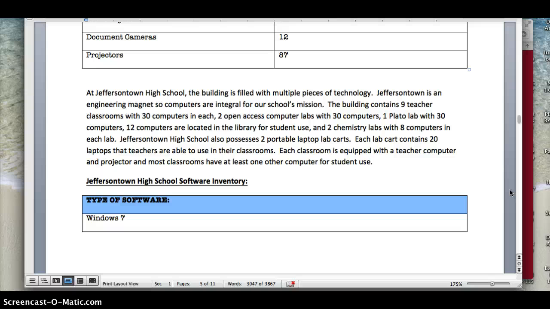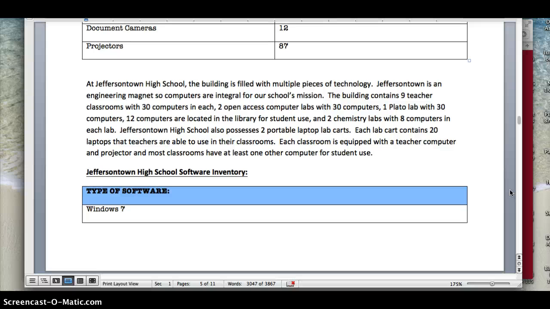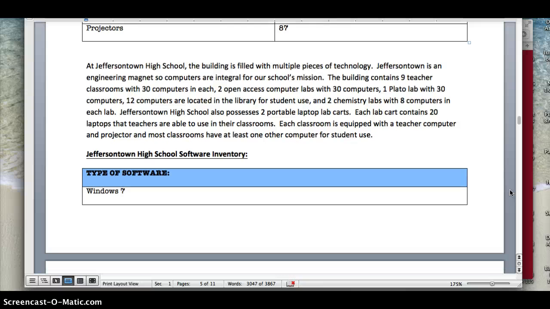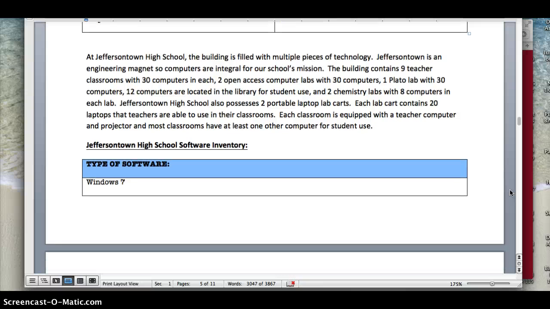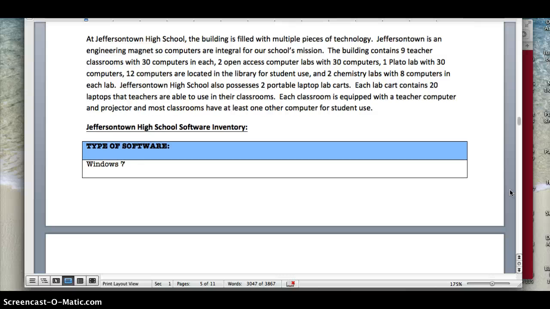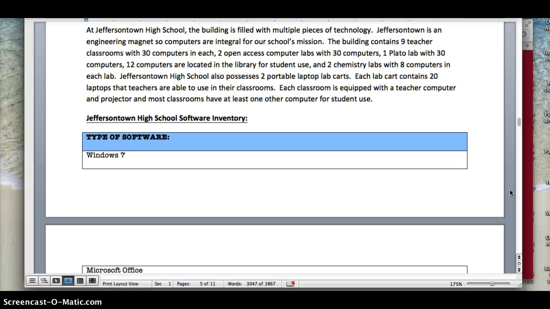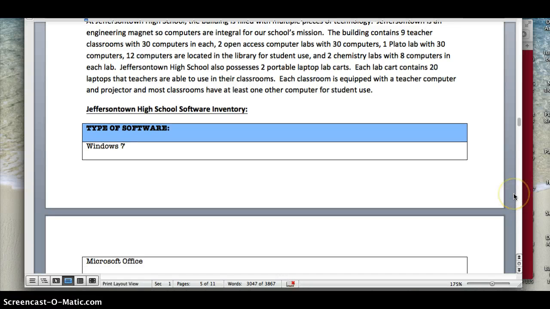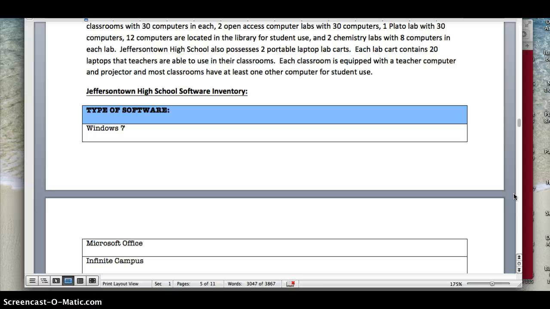Now at J-Town we are an engineering magnet, so there are quite a few computer labs that teachers teach out of. Actually 9 teachers have classrooms with 30 or more computers in them that they teach out of. We also have open access computer labs with 30 computers in there, a Plato lab, which is used for credit recovery, and then there are 12 computers located in the library. Our chemistry department also has 8 computers that they use for experiments.